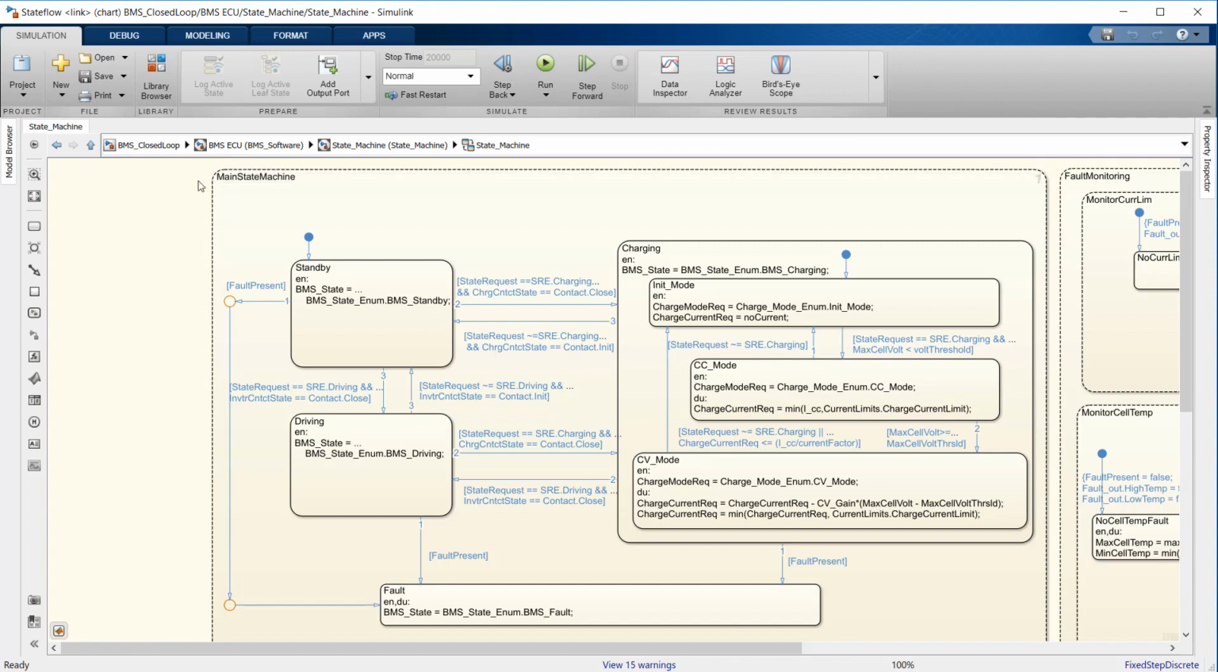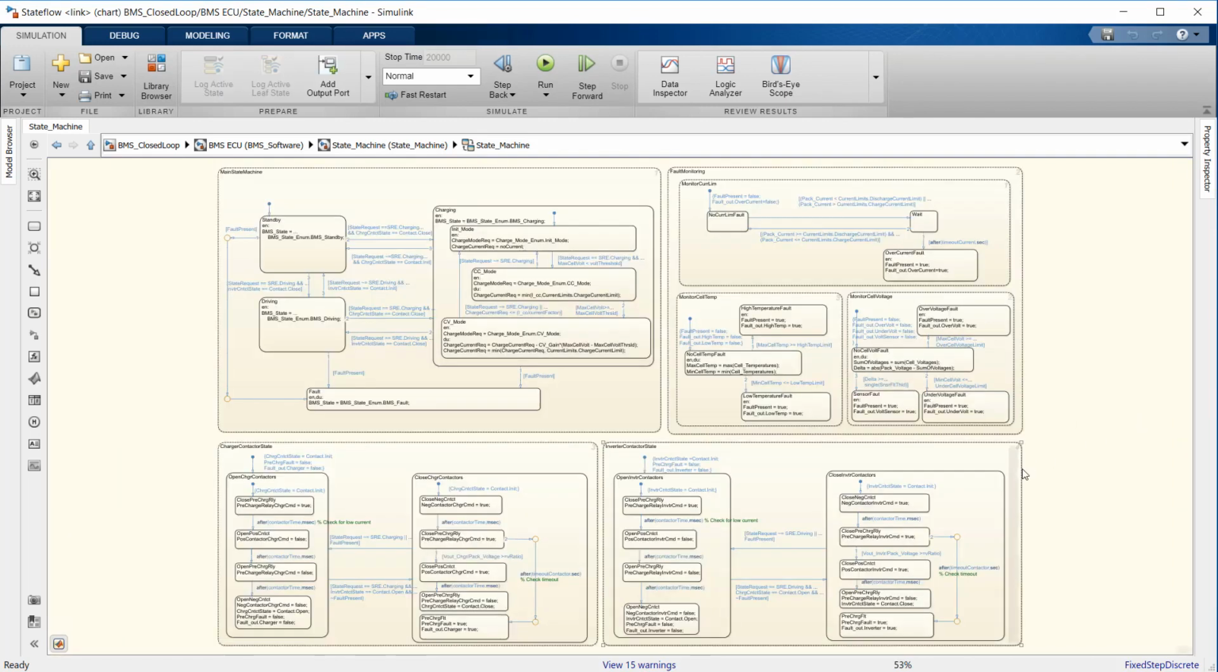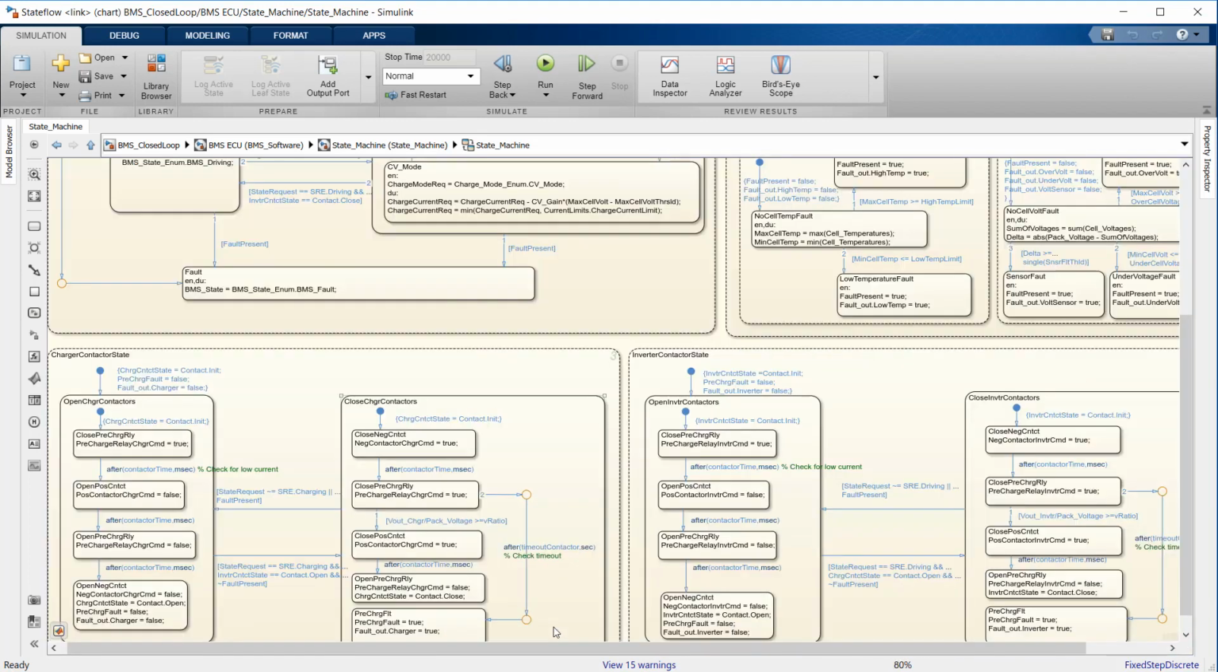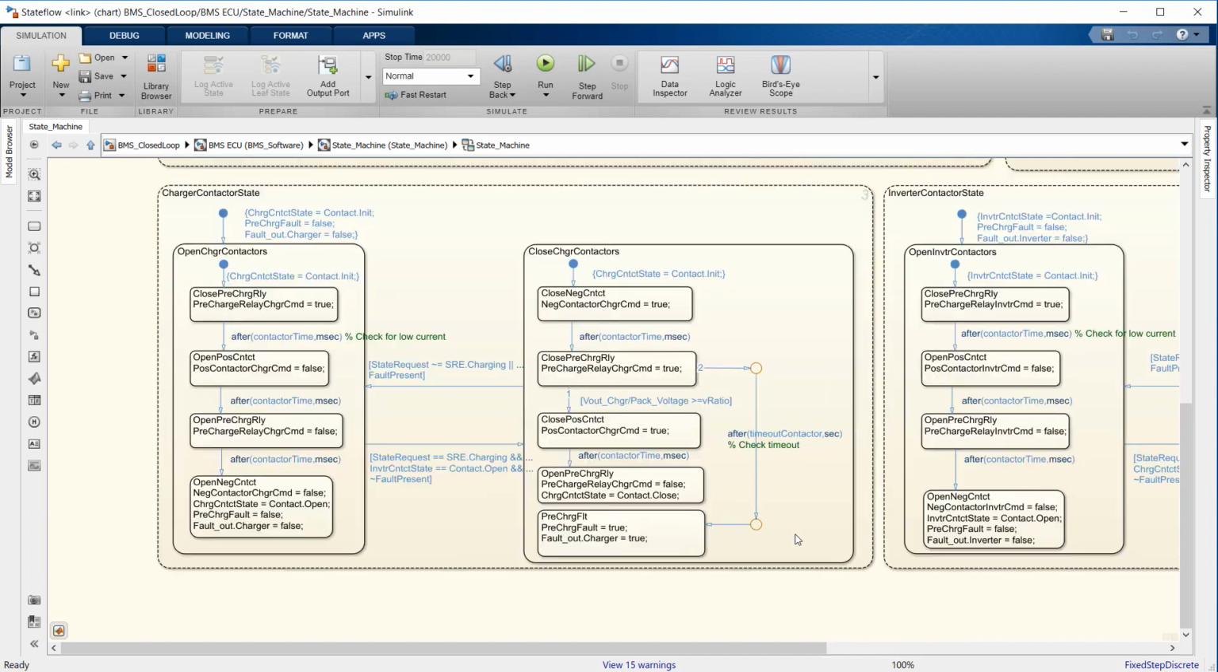The first one defines the variable BMS state, which indicates standby, driving, charging, and fault. Charging comprises constant current and constant voltage stages. The second state switches the fault state on in case a current, voltage, or temperature value reaches an unsafe level. The third and fourth states define the contactor on and off switching sequence for the charger and inverter. This is needed to avoid an excessively large current inrush at the beginning of the charging stage.